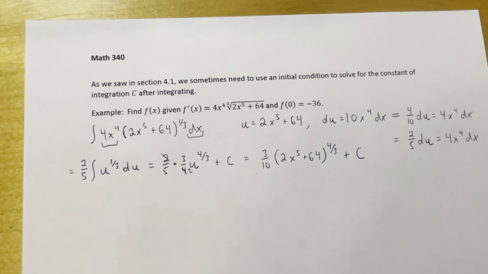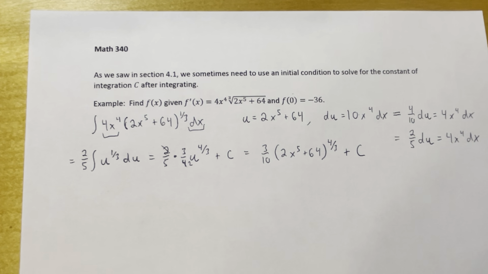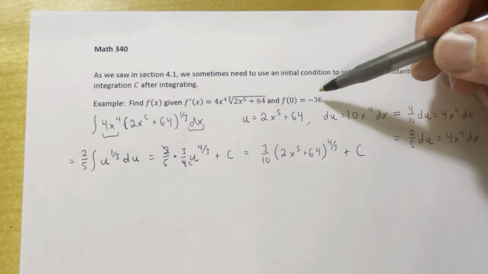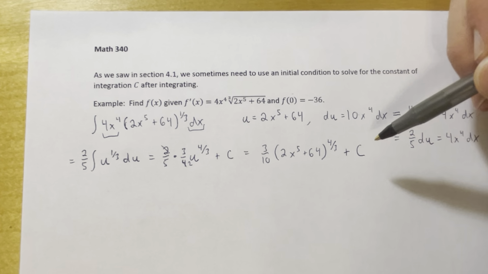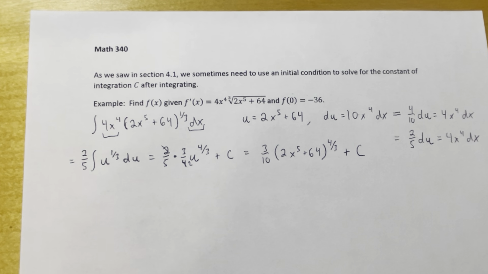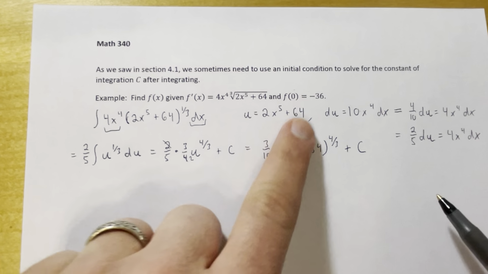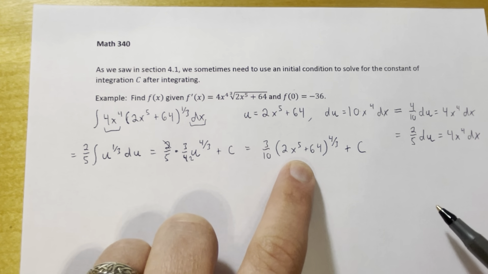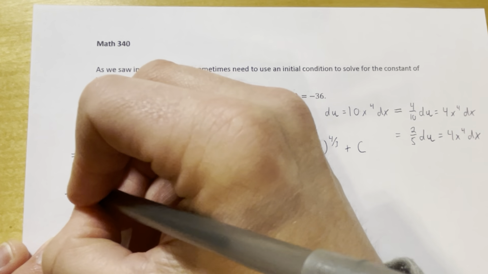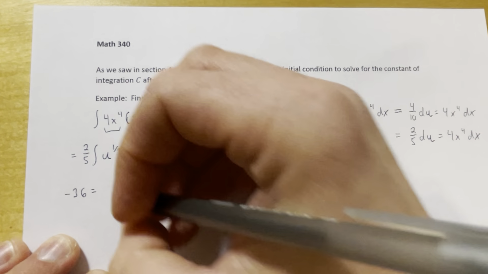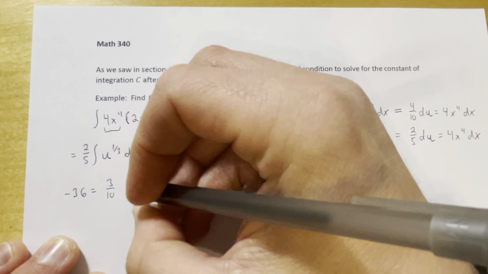Okay, so at this point it feels like we're done, because in all of the examples we've looked at up until this point, this is where we would have stopped, except we have this initial condition. And this initial condition is going to give us a means for finding this number c right here. So how do we find that value c? Well, I plug 0 in for x, and I set it equal to negative 36. So negative 36 is equal to 3/10 times.